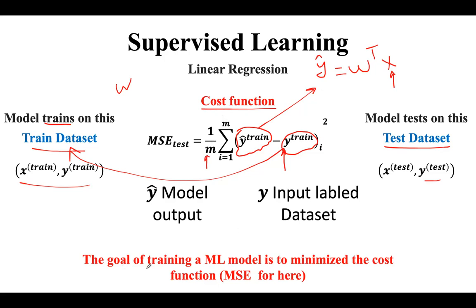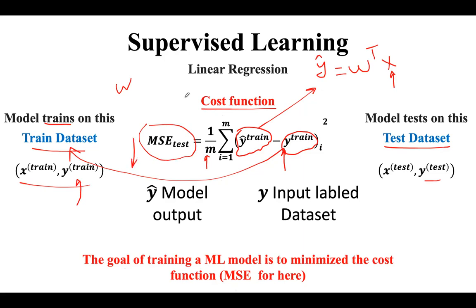As you can see here, the goal of training a machine learning model is to minimize the cost function. If we can make the mean square error close to zero, it means the output of the model, the predicted value of the model, would be quite similar to the actual value of the data set. That's why the goal of training a model is to make this as small as we can.